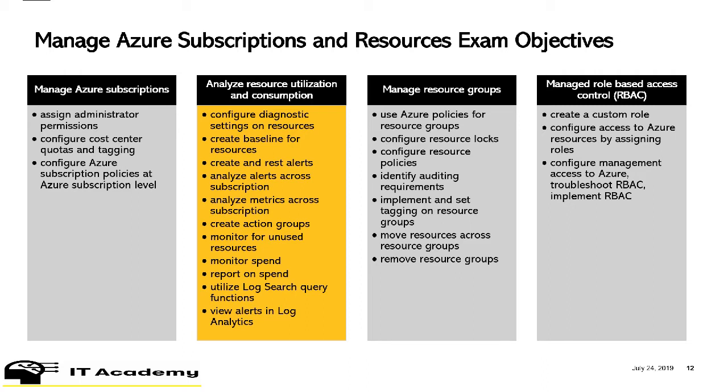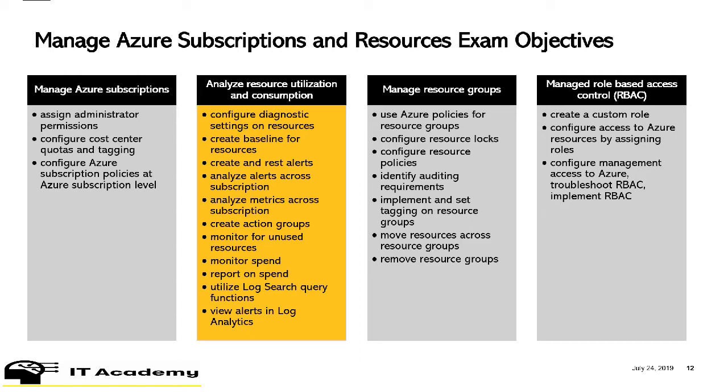We need to be able to work with Azure alerts. That means being able to create an alert based on a rule and being able to interact with an alert. So when one's generated for us, we can take some action on it and reset it, which means to dismiss it. We need to be able to analyze alerts from multiple subscriptions, and the way we do that is using the Log Analytics capability of Azure Monitor in conjunction with Event Hub to forward alerts from one subscription to another. We need to be able to analyze metrics across subscriptions as well.